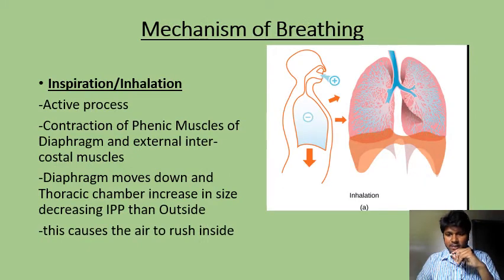Now let's learn about the mechanism of breathing. Just now I told you that breathing involves two processes. The first process is inhalation, that is taking the air inside, and the second process is exhalation. For these two processes there is an involvement of two muscles. The first muscles are intercostal muscles and the second is phrenic muscles. Let's see what they are and where they are located.